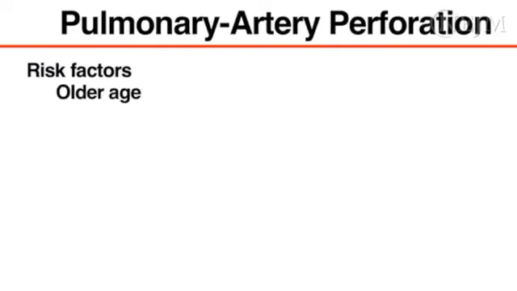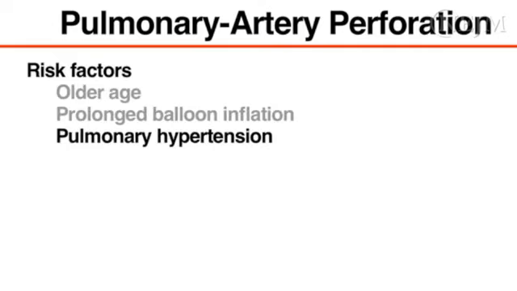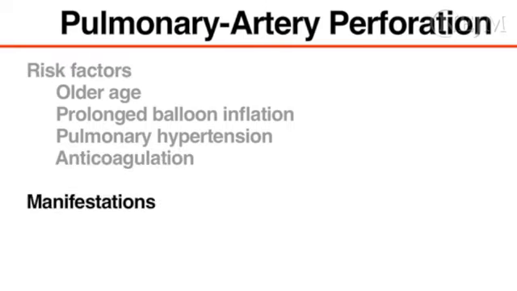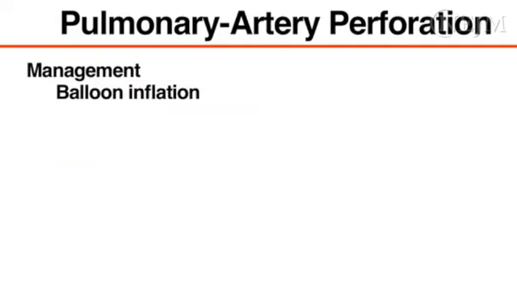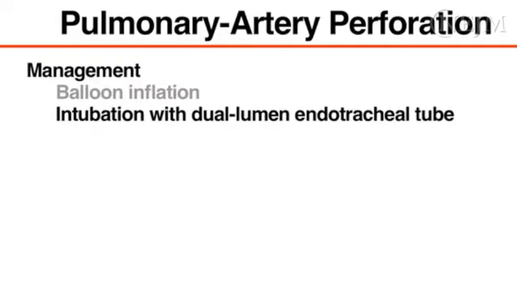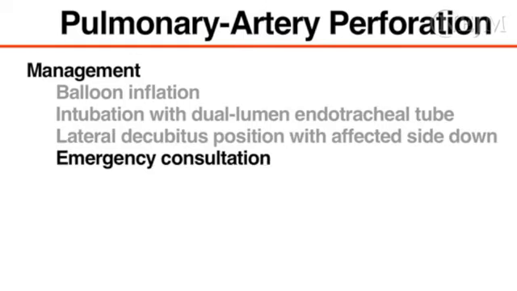Identified risk factors include older patient age, prolonged balloon inflation, pulmonary hypertension, and systemic anticoagulation. The typical manifestations are hemoptysis, hypoxemia, and shock. If immediate action is not taken, the risk of death is extremely high. Inflate the balloon to limit further bleeding. Intubate the patient with a dual-lumen endotracheal tube, and then place the patient in the lateral decubitus position with the affected side down. A thoracic surgeon and interventional radiologist must be consulted immediately because this is a true emergency.